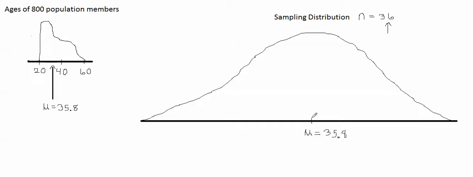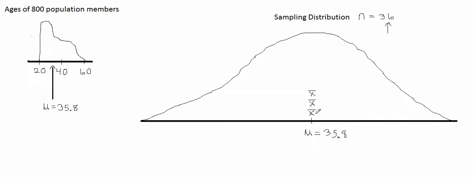And right here, above 35.8 would be all of the possible samples of 36 people that would have given me a sample mean of 35.8. So right here is a group of 36 people that would have given me a sample mean of 35.8. And right here is a different possible sample of 36 people that would have given me a sample mean of 35.8. And right here is another possible sample of 36 people that would have given me a mean of 35.8.